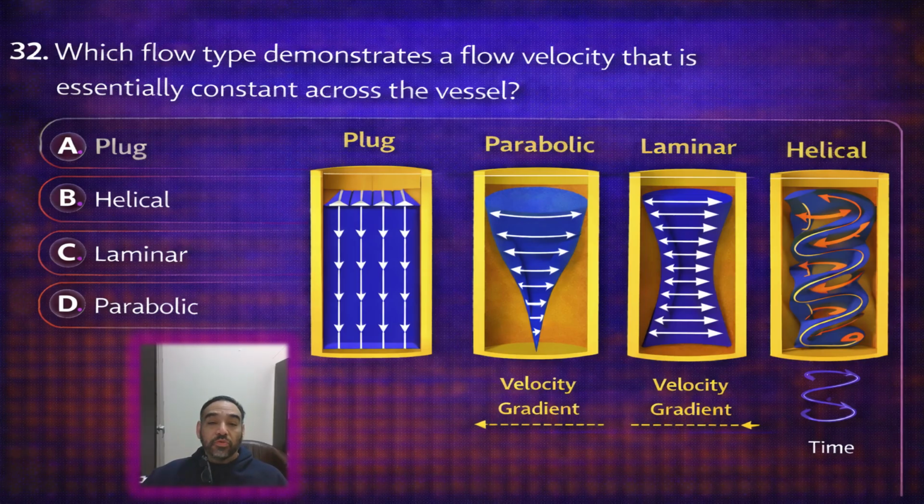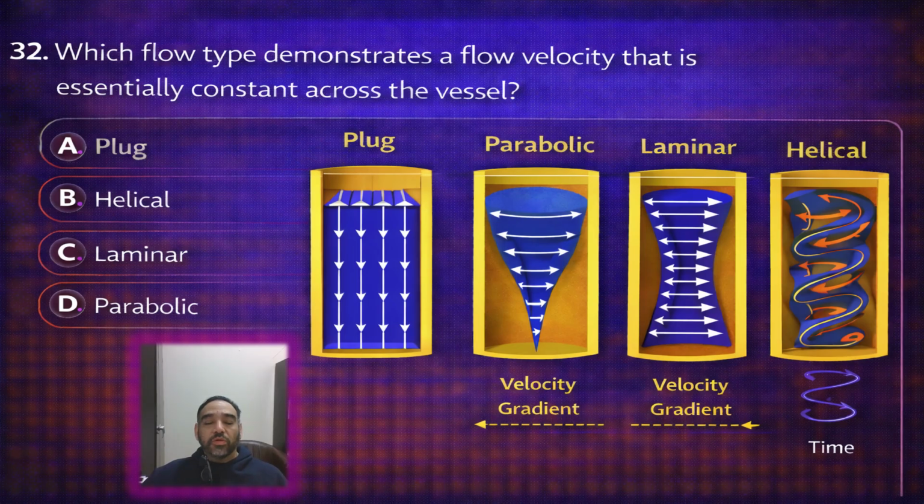Now, why are the other answers wrong? If we look at B, helical flow means you have spirals through the blood vessel. It has rotational components, and so velocity varies throughout. So definitely not constant across the vessel. The next one is laminar. Remember we discussed laminar flow. These are smooth layers. They're fastest in the center. They're slowest at the walls. So velocity varies across the vessels, or it's not constant.